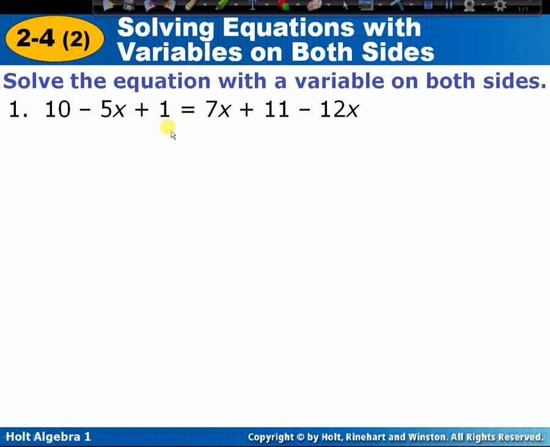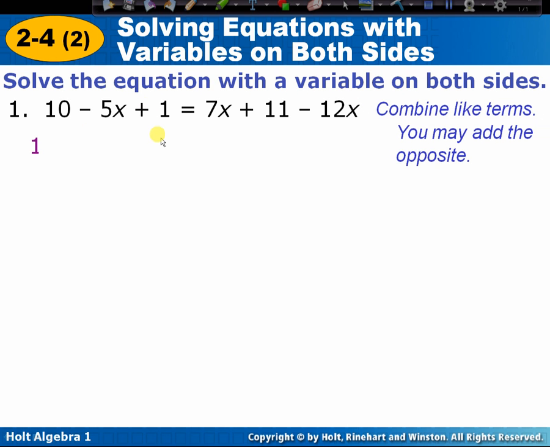The next step is to look for like terms. So I'm going to look at the left-hand side of the equal sign and say, is there anything over here that I can put together and combine? And there is. I can put together the 10 and the 1 because they're both numbers with no variable attached. So I would say 10 plus 1 is 11. And on this side of the equation, I can put the 7x and the minus 12x together because they both have x's. You can see that here because the 10 and the 1 are in purple, and the 7x and the negative 12x are in green, so you can tell that you can combine those.